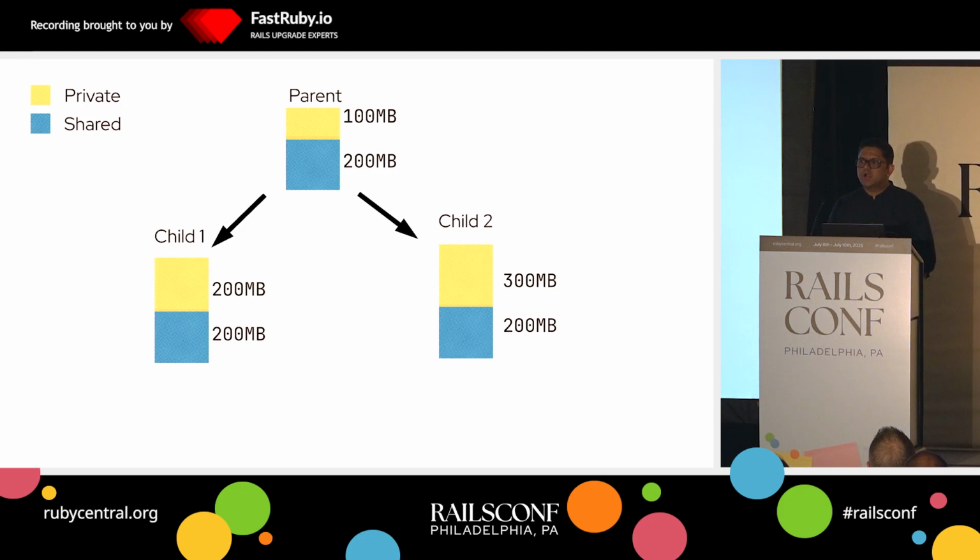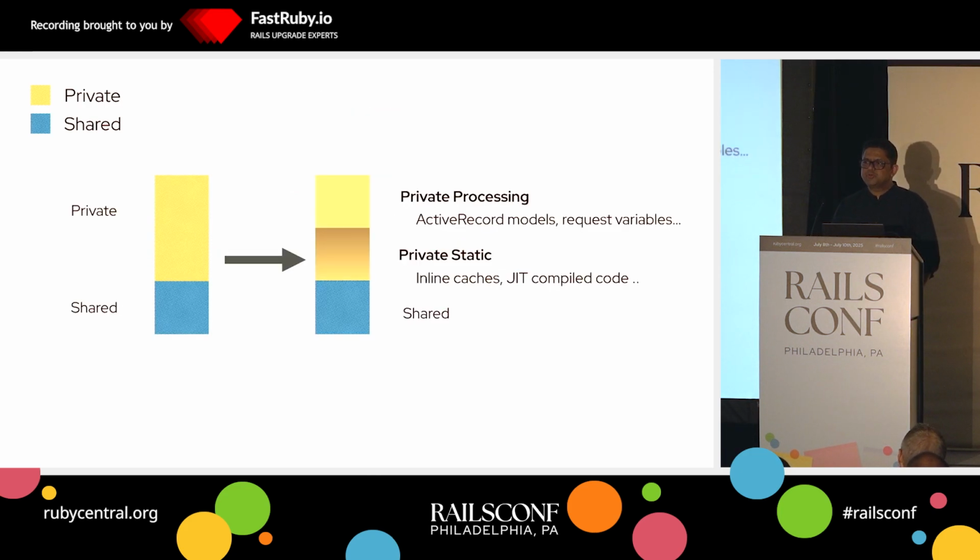Let's revisit our copy-on-write example. We have a parent and two fork children with both shared and private memory. The key to Pitchfork's optimization is realizing that private memory isn't monolithic. It has two parts. There is private processing memory for objects in a single request, which gets garbage collected. There is also private static memory, used by the VM for things like inline caches and JIT compiled code. This is warm-up data that makes a worker fast.